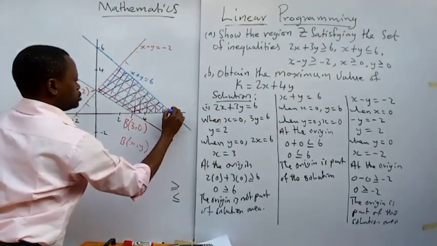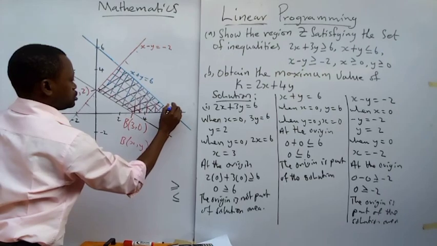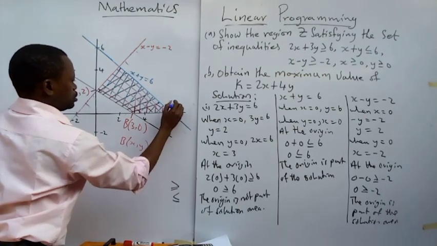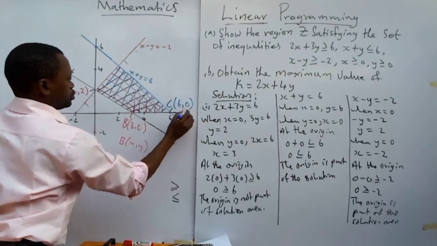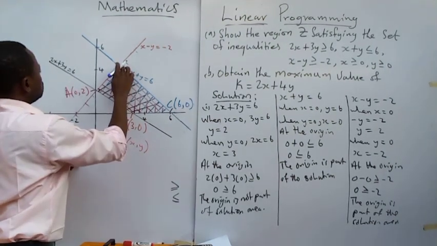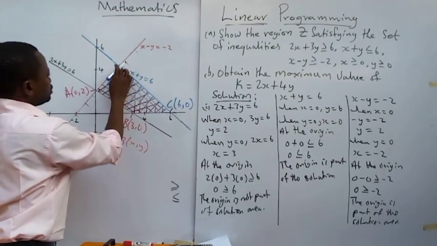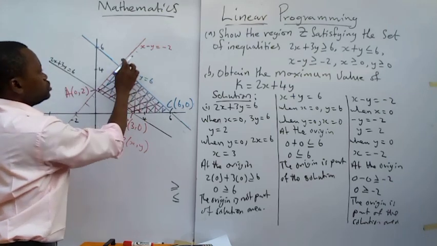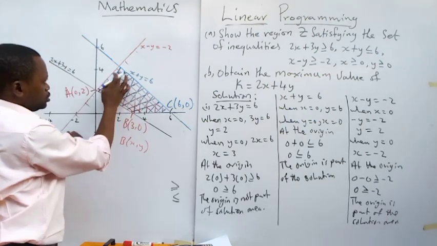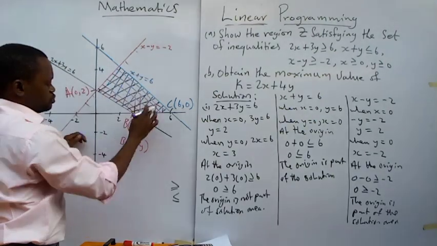At this point, we have x is 6. Let's call it C. X is 6 and y is 0. At this point, you see that we might not be able to determine what is here. This is the intersection of two linear equations.